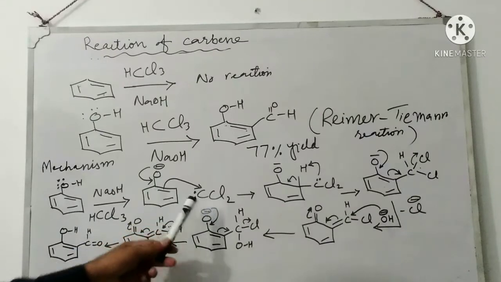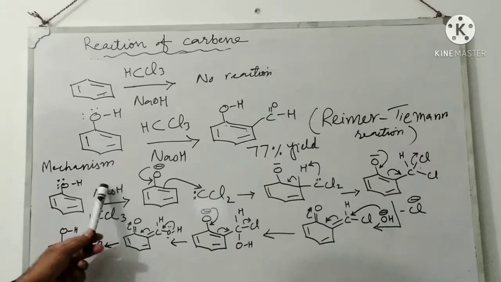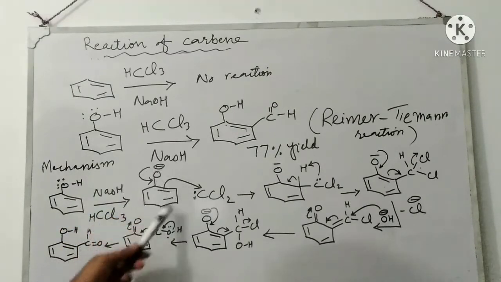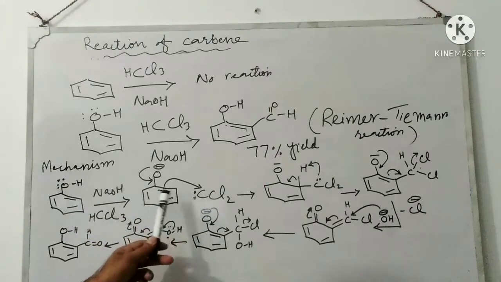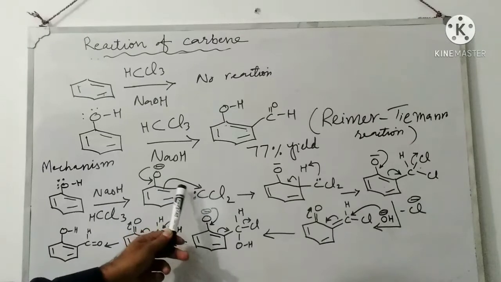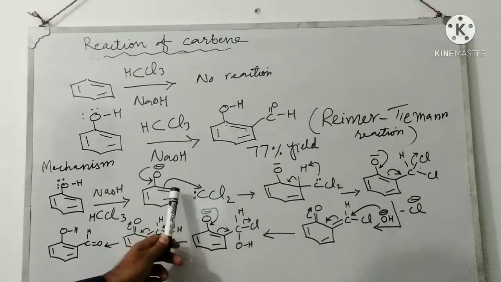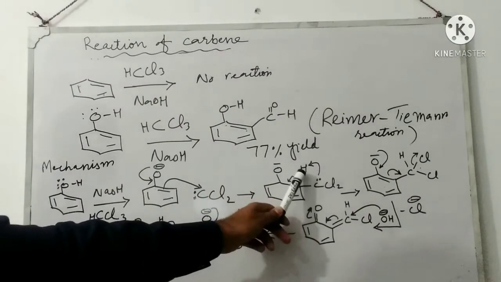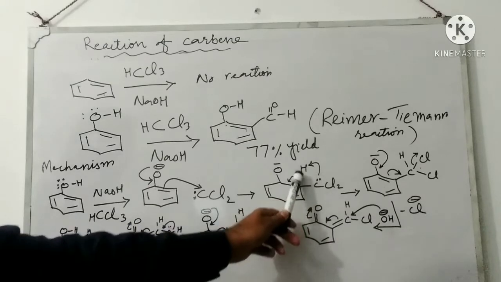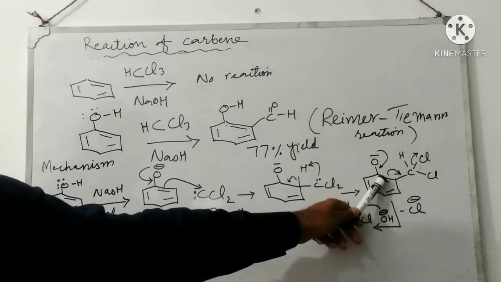Then this dichlorocarbene reacts with phenol, because under the basic condition the phenol loses its proton and makes the phenoxide ion. This phenoxide ion reacts with this dichlorocarbene. These two electrons make the bond between this carbon and this carbon. Now this carbon already has an H, so these two electrons then take this H, and these two electrons shift here to make the new double bond here.